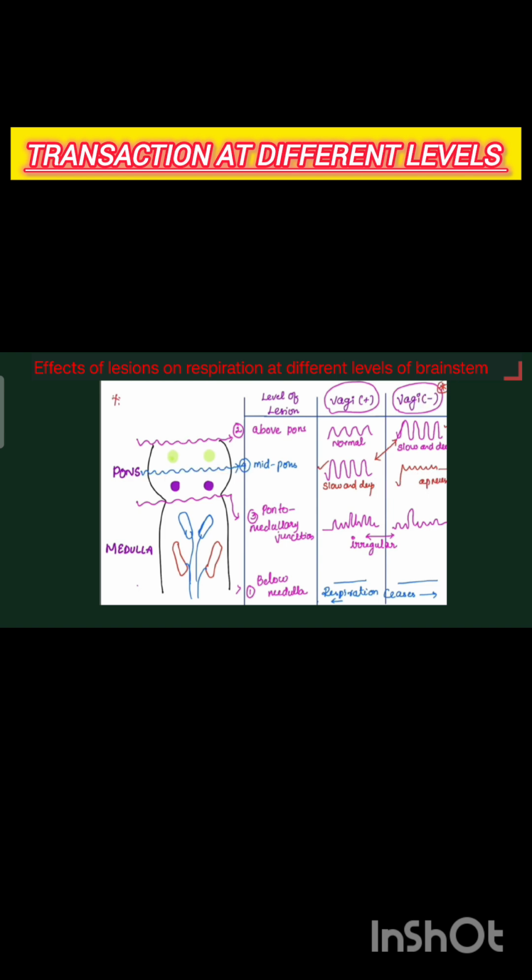Then the next lesion is the lesion between the medulla and the pons. Here the pneumotaxic and apneustic centers, which create fine tuning of respiration, are lost. So if there is a lesion between the medulla and the pons, with vagi intact or vagi cut, in both cases the respiration becomes irregular because the fine tuning centers which are present in the pons are lost. Even though there is generation of respiration, it is irregular.